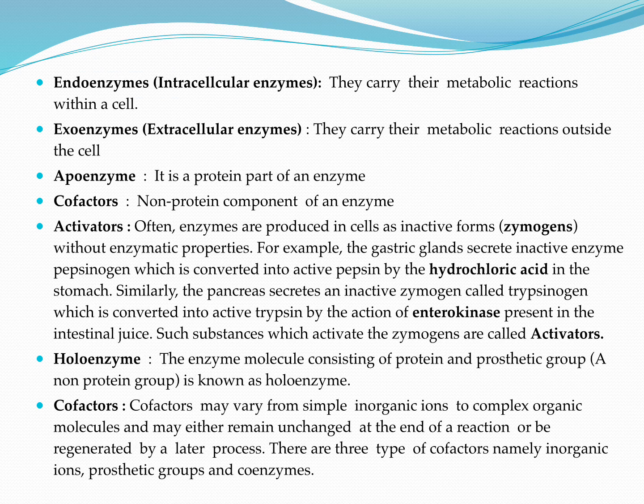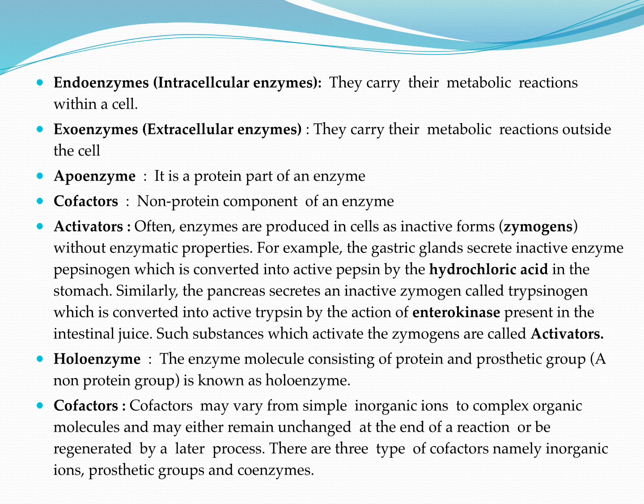Next one is activators. Often enzymes are produced in cells in inactive forms. They are also known as zymogens, without enzymatic properties. For example, the gastric glands secrete inactive enzyme pepsinogen, which is converted into active pepsin by the hydrochloric acid in the stomach. Similarly, the pancreas secretes an inactive zymogen called trypsinogen, which is converted into active trypsin by the action of the enterokinase enzyme present in the intestinal juice or succus entericus. Such substances which activate the zymogens are called activators.